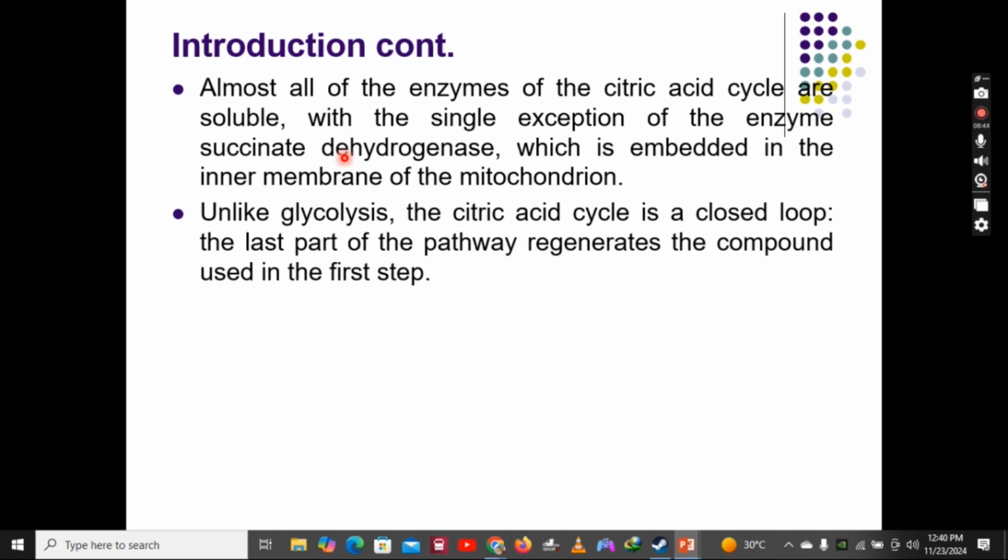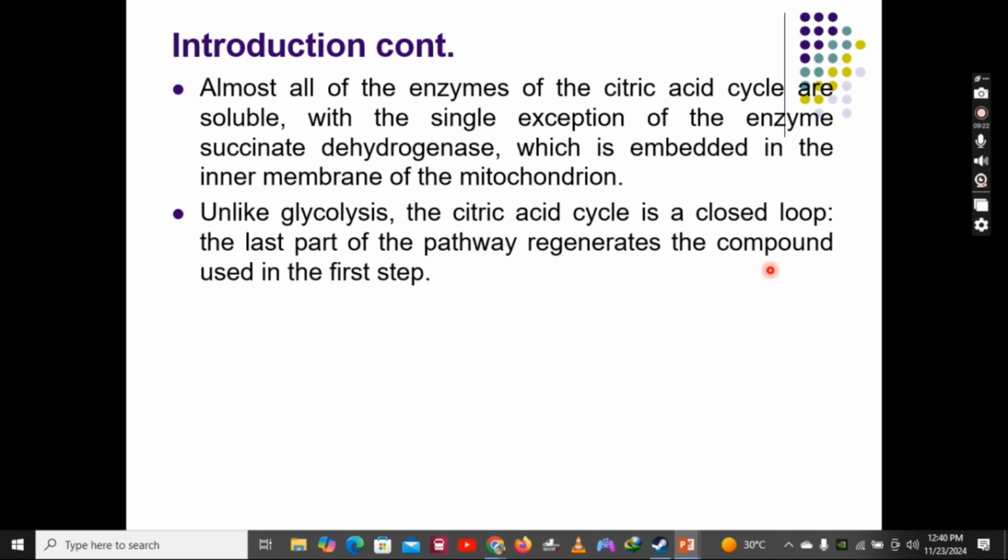So unlike glycolysis, the citric acid cycle is a closed loop process. The last part of the pathway regenerates the compound which is used in the first reaction. So, a closed loop. What will be produced at the end of the citric acid cycle? The end product is malate. Malate will be produced at the end, at stage number 8.